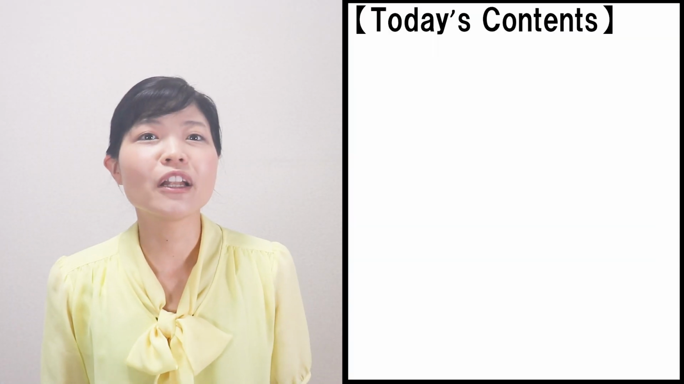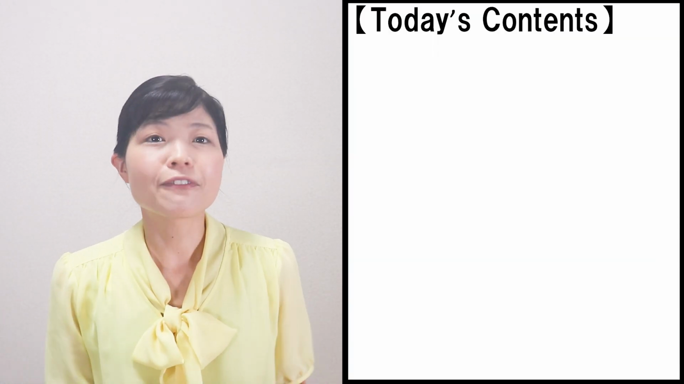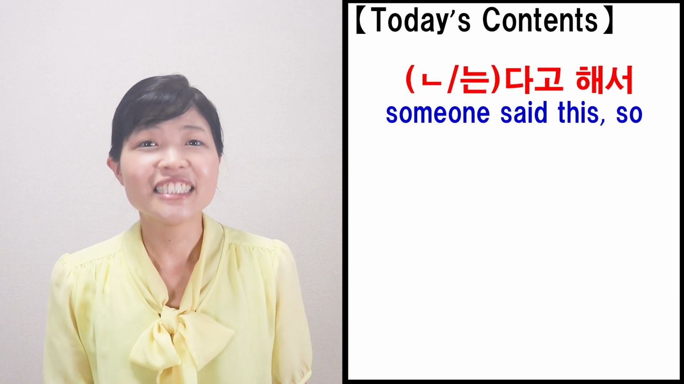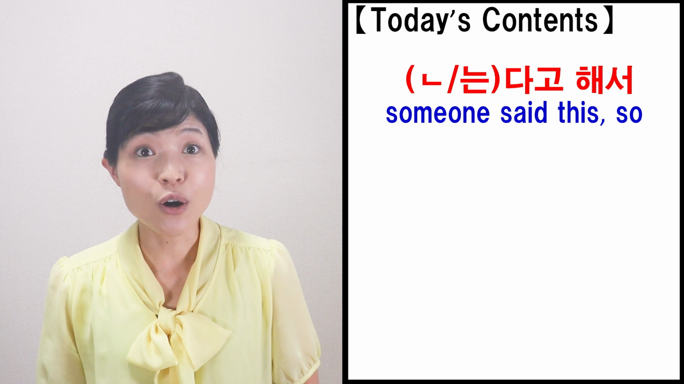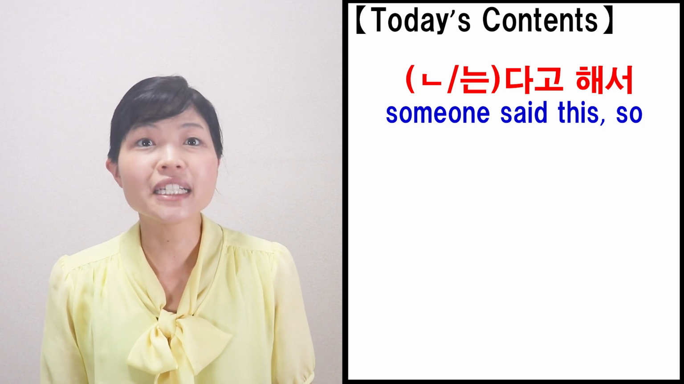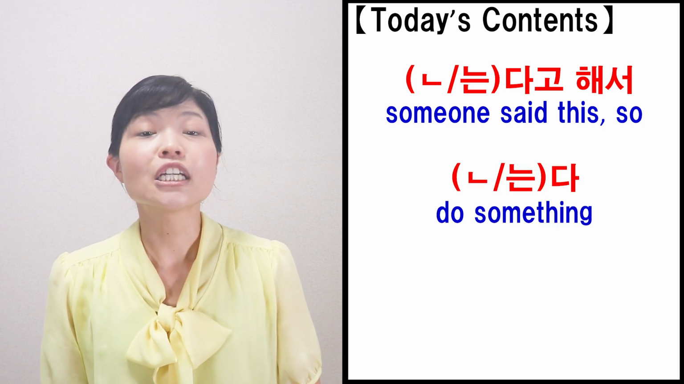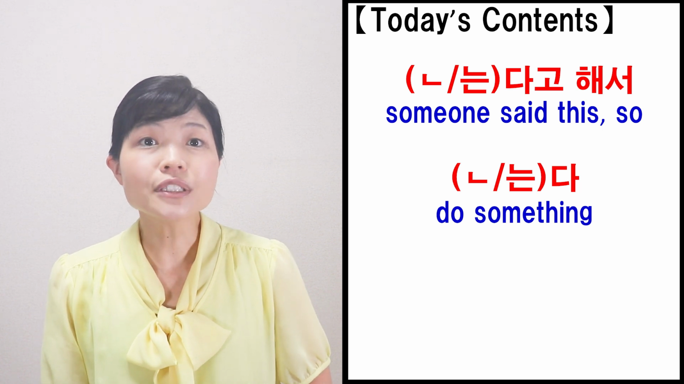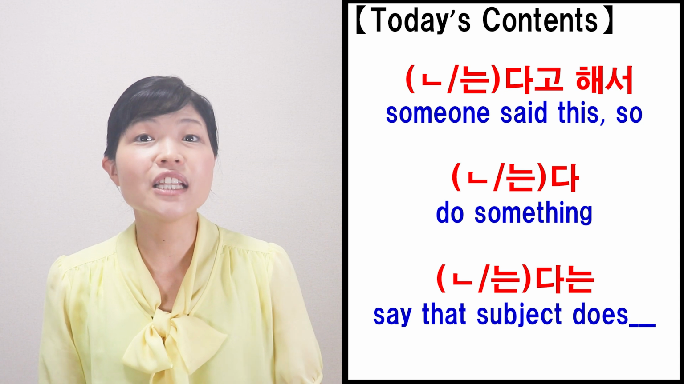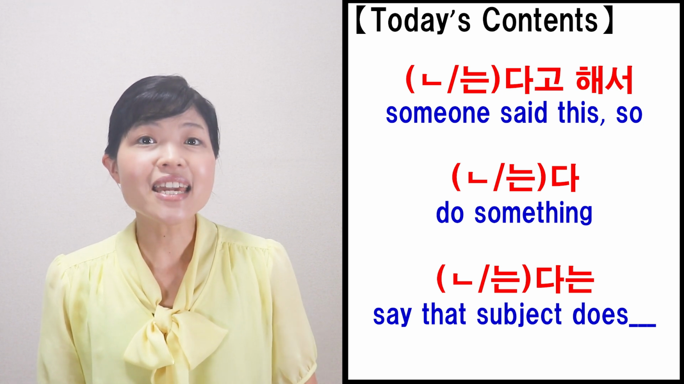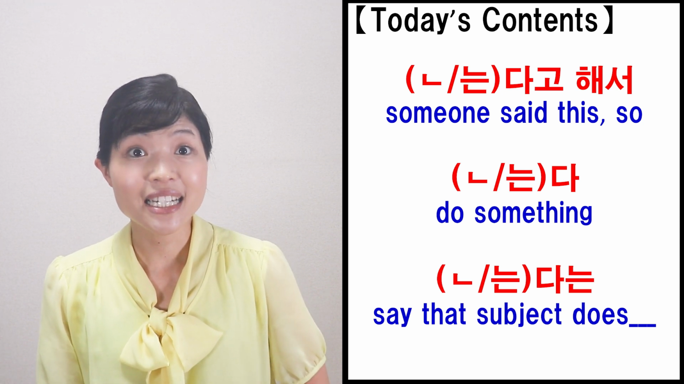Woo-hoo! Today we will learn 3 expressions. The first expression is 니은 는다고 해서. Someone said this, so. The second expression is 니은 는다, which means do something. It is also called a narrative form. The third expression is 니은 는다는, which means say that subject does. Once you learn these expressions, you will be able to use indirect speech pretty well.